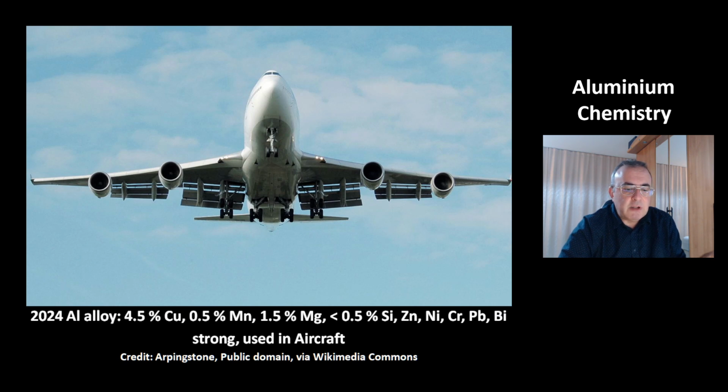This is an example of an aluminium alloy, 2024 aluminium alloy. It contains 4.5% copper, 0.5% manganese, 1.5% magnesium, and less than 0.5% silicon, zinc, nickel, chromium, lead, and bismuth. This alloy is very strong, and that's why it's used in aircraft.